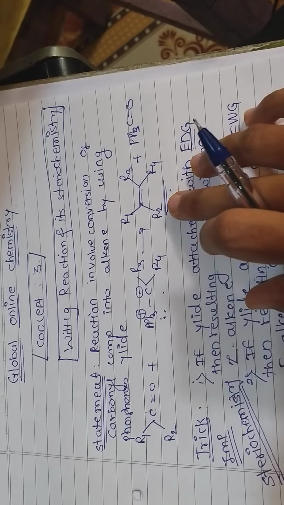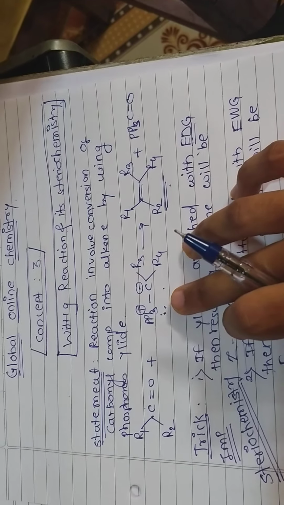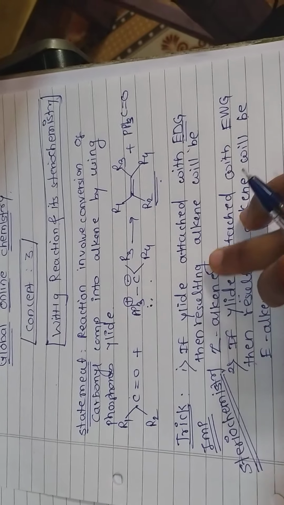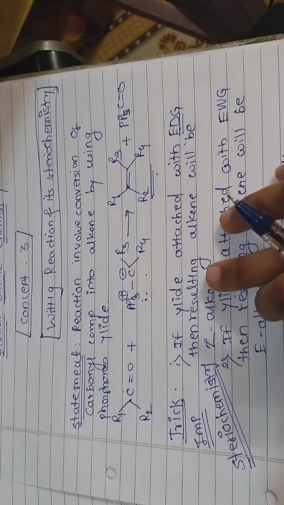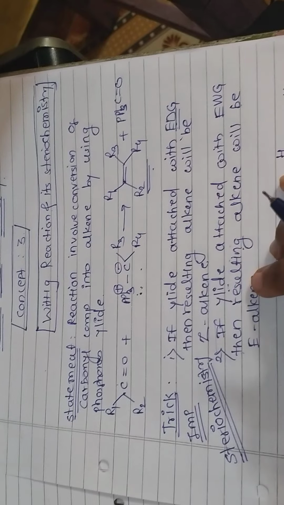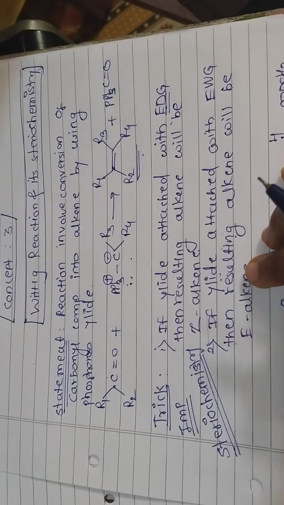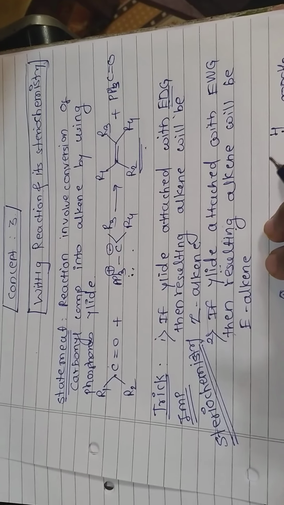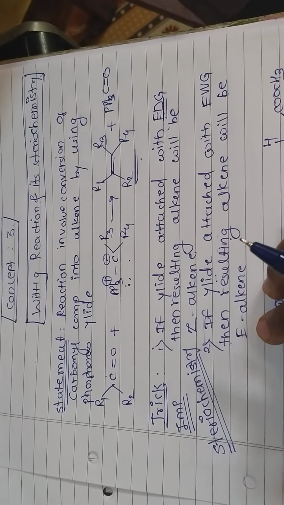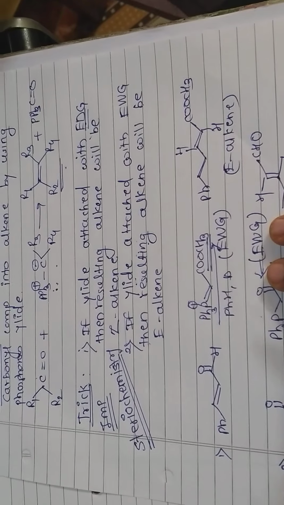But which type of alkene we get depends upon the phosphorus ylide. Our trick is that if the ylide is attached with an electron donating group, then the resulting alkene will be Z alkene, and if the ylide is attached with an electron withdrawing group, then the resulting alkene will be E alkene. This trick in short is for determination of stereochemistry.